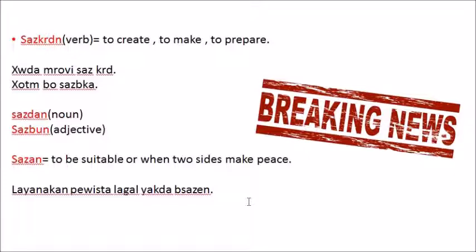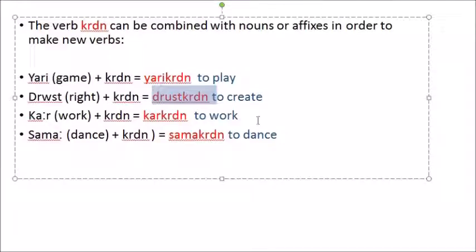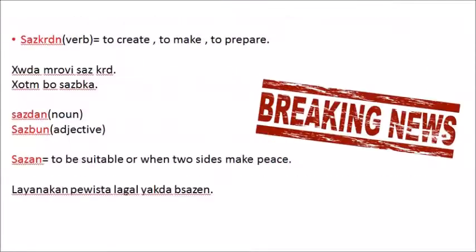Okay. Saz, if we combine it with a verb, saz krdn means to create or to make or to prepare. So it has different meanings according to different sentences. For example, if I say Khuda mrovi saz kird, it means God created human. Mrov means human. But there is a stronger word for to create, which is Do Krdn, as I talked about here. So it's nicer if you say Khuda mrovi drust kird, not saz kird.